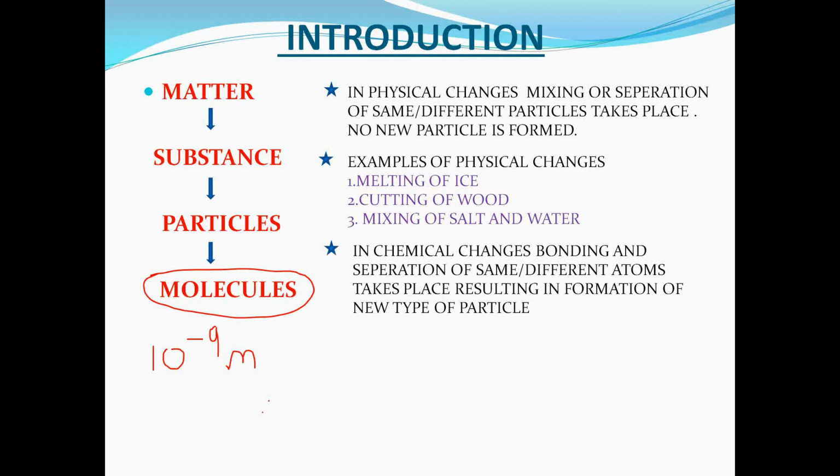The result of a chemical reaction may not possess any characteristics or properties of the initial substances. The new particles or substance formed will have altogether different properties. So here we can say that a new type of particle is formed, whereas in physical changes no new particle was formed.